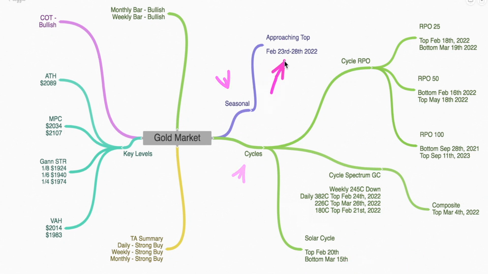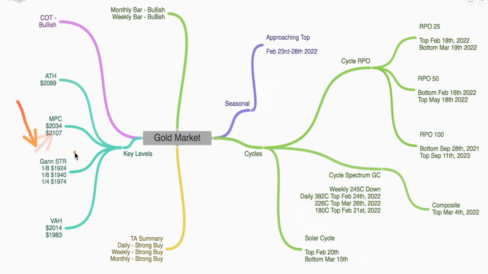You can see that we're already approaching a top, and we're in that danger zone right here, which is the 23rd through the 28th. That's pretty much this whole week. We've got to be cautious if things just turn around. In regards to the monthly bars, we're bullish. In regards to COT, the Commitments of Traders Report, it's trending bullish. And these are key levels: the all-time high, which is at 2089, and also the midpoint chart, that's MPC, 2034 and 2107. You want to keep an eye on those.